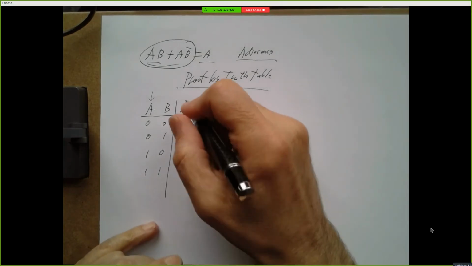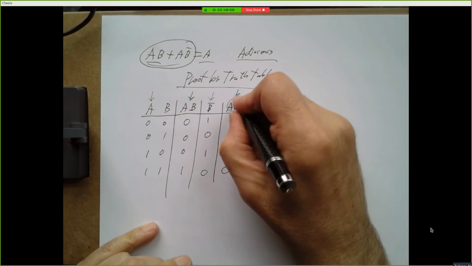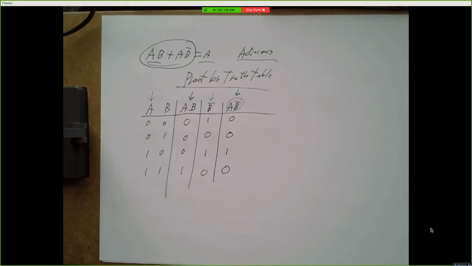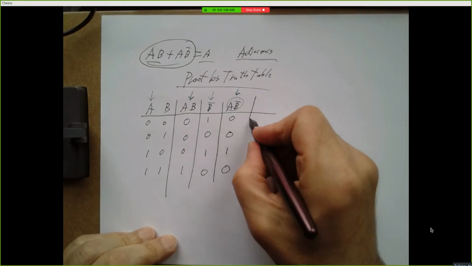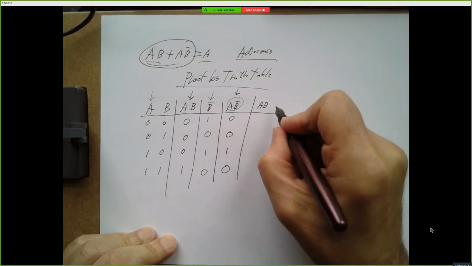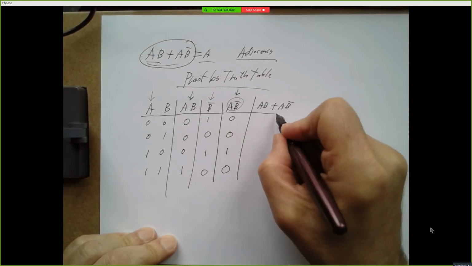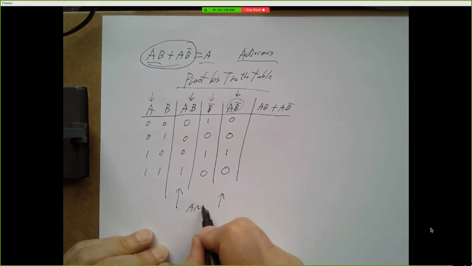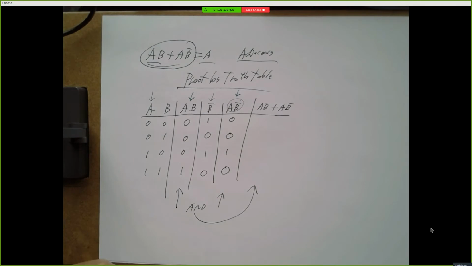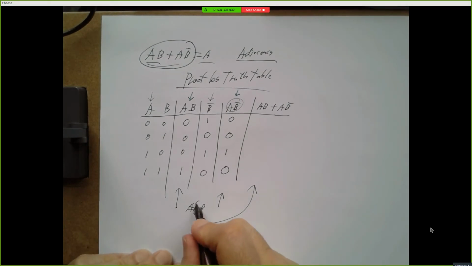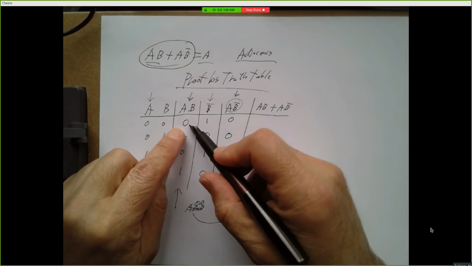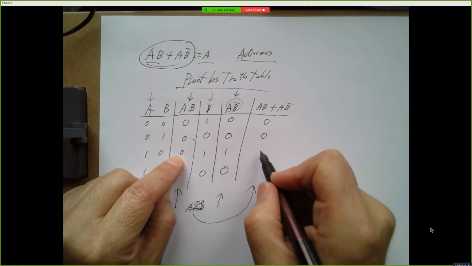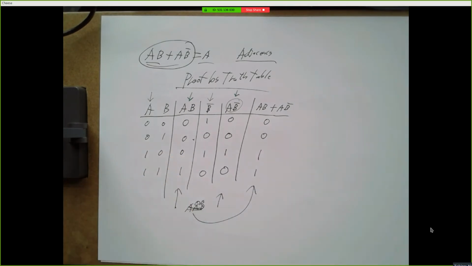Okay, now I have a column for AB, and I have a column for AB bar. I can OR two columns together, right? That's not too bad. So let's write a column for AB or AB bar. And I'm just going to use this column and this column and AND them. That's going to give me this column. Sorry, OR them. Plus sign. Okay, 0 ORed with 0 is 0. 0 ORed with 0 is 0. 0 ORed with 1 is 1. 1 ORed with 0 is 1.